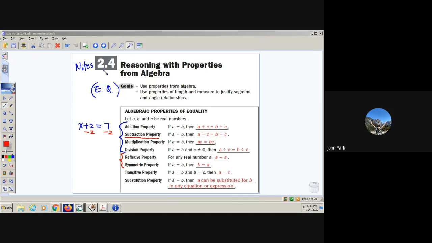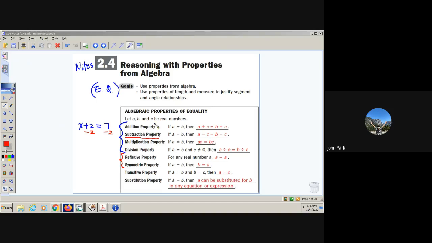All right, so we're going to talk about reasoning with properties from algebra to introduce a logical step-by-step two-column proof that we will be doing a lot in geometry. This is going to go back to the things that you learned in algebra and solving equations. So we're going to talk about some properties from algebra. Hopefully these are familiar. And then properties of length and measures to justify segments and length relationship, right?